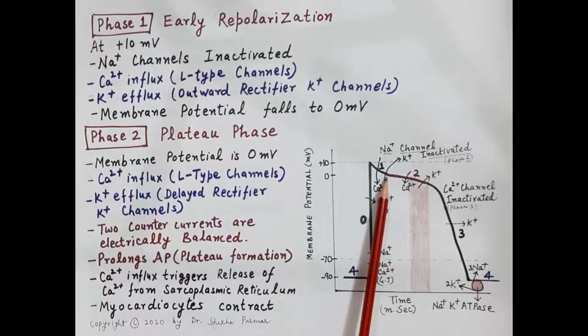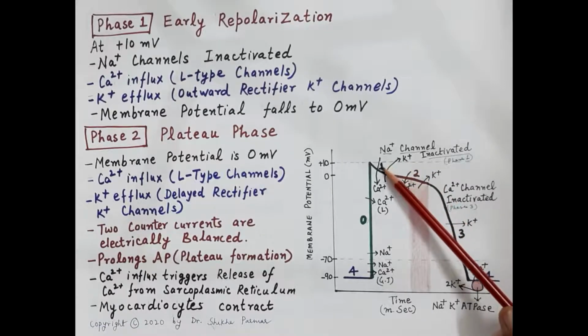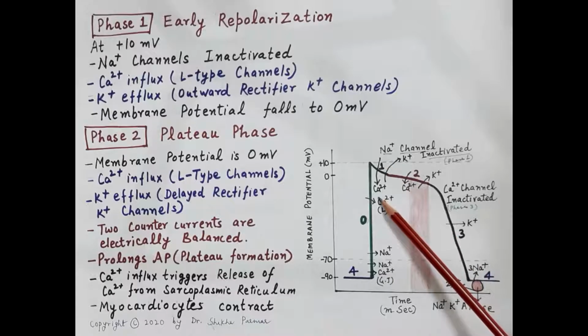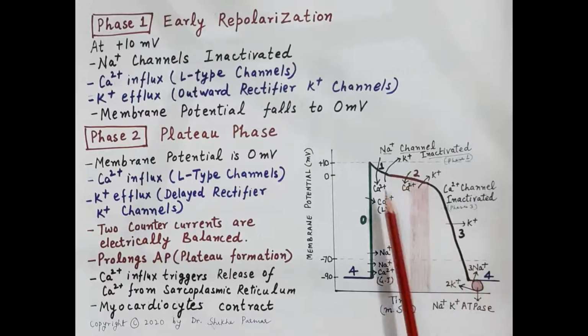What happens during this phase is that there is inward movement of calcium ions and there is outward movement of potassium ions. But because of the higher outward movement of potassium ions and comparatively less influx of calcium ions, there is a fall in the membrane potential from plus 10 millivolts to 0 millivolts, and this phase is called phase 1.